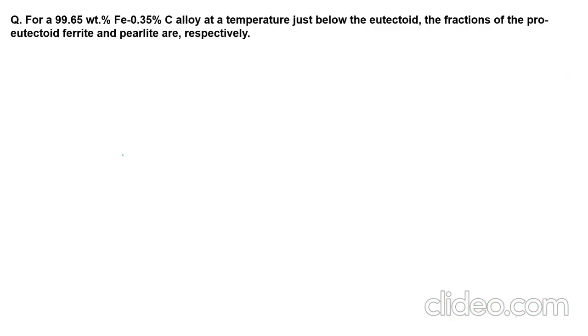Then we have another question that is based on your iron carbon diagram and the lever rule, right? It is saying for a 99.65 weight percentage iron and 0.35 percentage carbon, so this is the composition of your alloy, just below the eutectoid, the fractions of the pro-eutectoid ferrite and pearlite are respectively. So we have to find the pro-eutectoid. Because why? Because we are not at the eutectoid point. What is the eutectoid point for this?